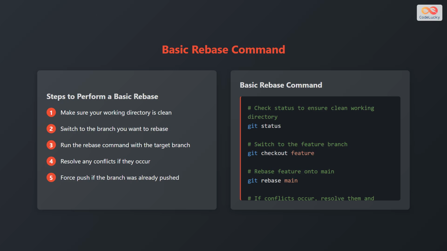Here are the steps to perform a basic rebase. First, make sure your working directory is clean by using the command git status. Then switch to the branch you want to rebase using git checkout feature. Run the rebase command with the target branch using git rebase main. If conflicts occur, resolve them and continue. If there is a conflict, use git rebase --continue. Finally, force push if the branch was already pushed. Please use with caution. For the force push, use git push --force-with-lease.